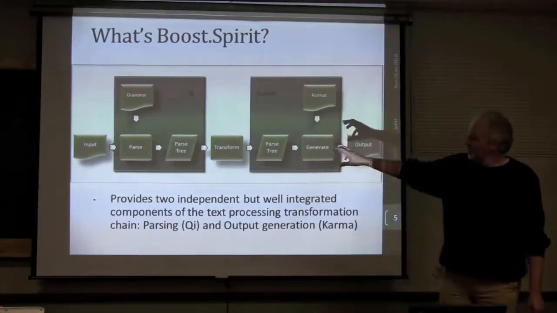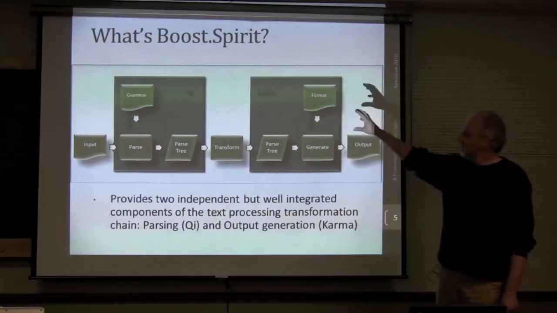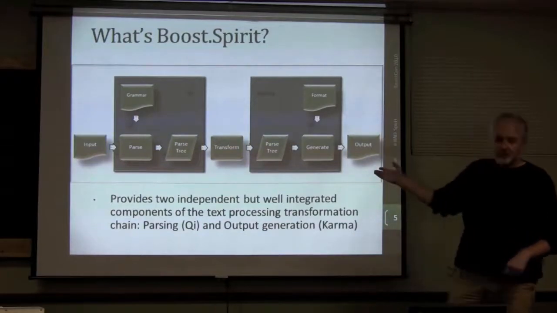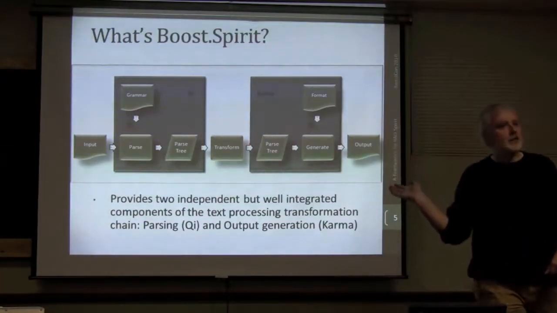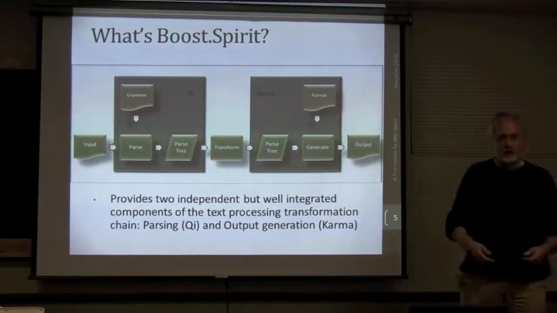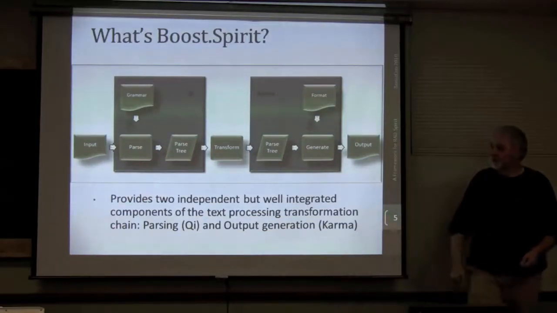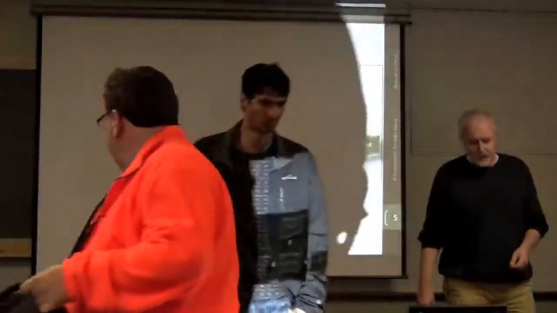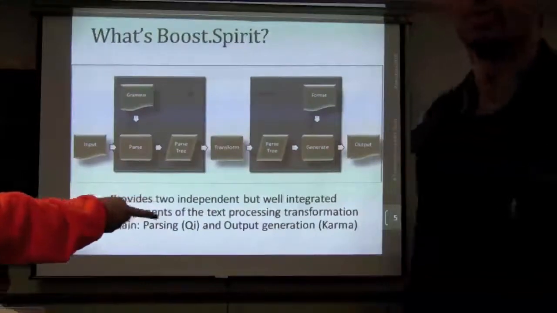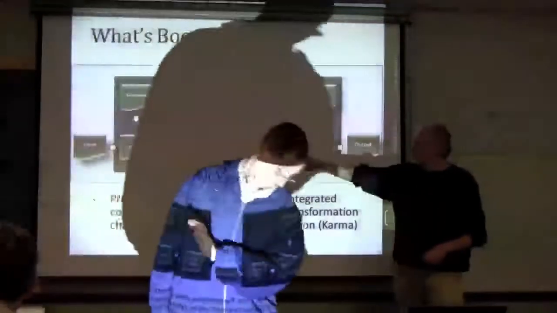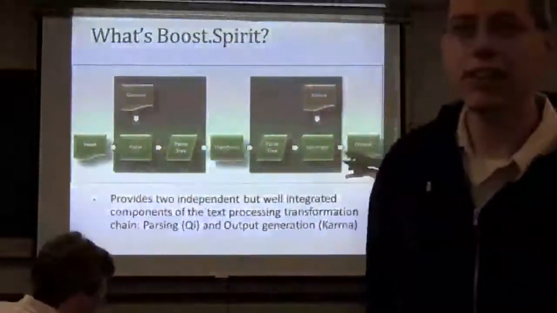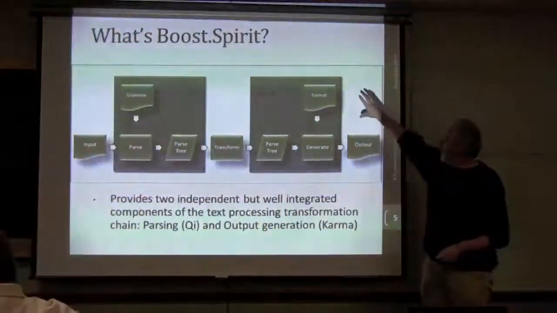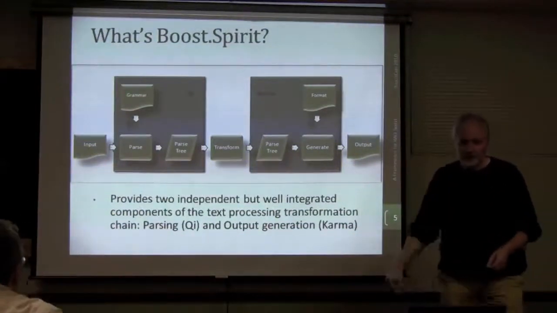You have the input, you parse it based on some grammar specification, on the format description of what you want to read in. You create some parse tree, which can be as simple as an integer or some complex internal abstract syntax tree. Then the transformation part itself is not covered by Spirit. And on the other hand, after you transform your internal data representation, you get some different internal data representation, and you use some format specification to generate the output from it.